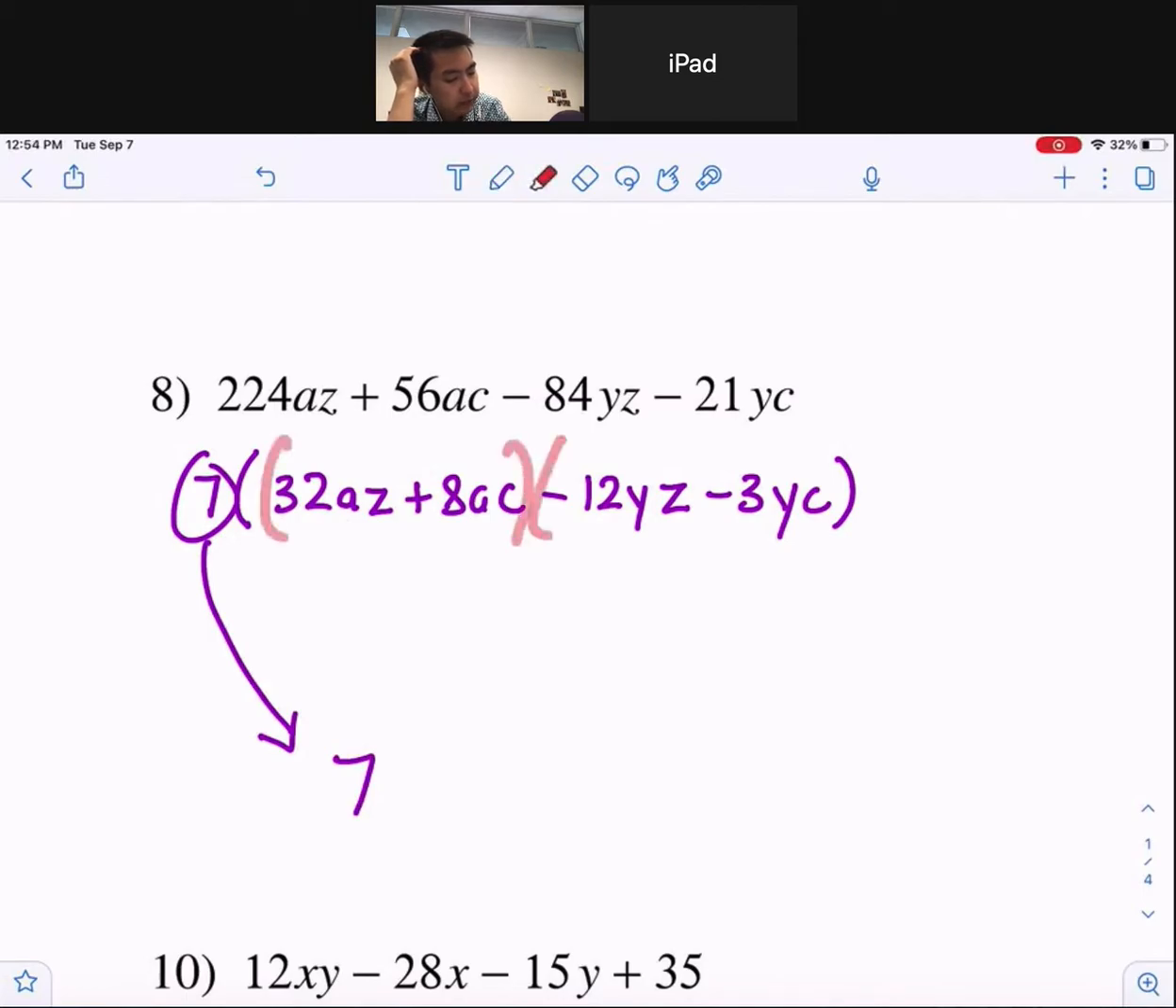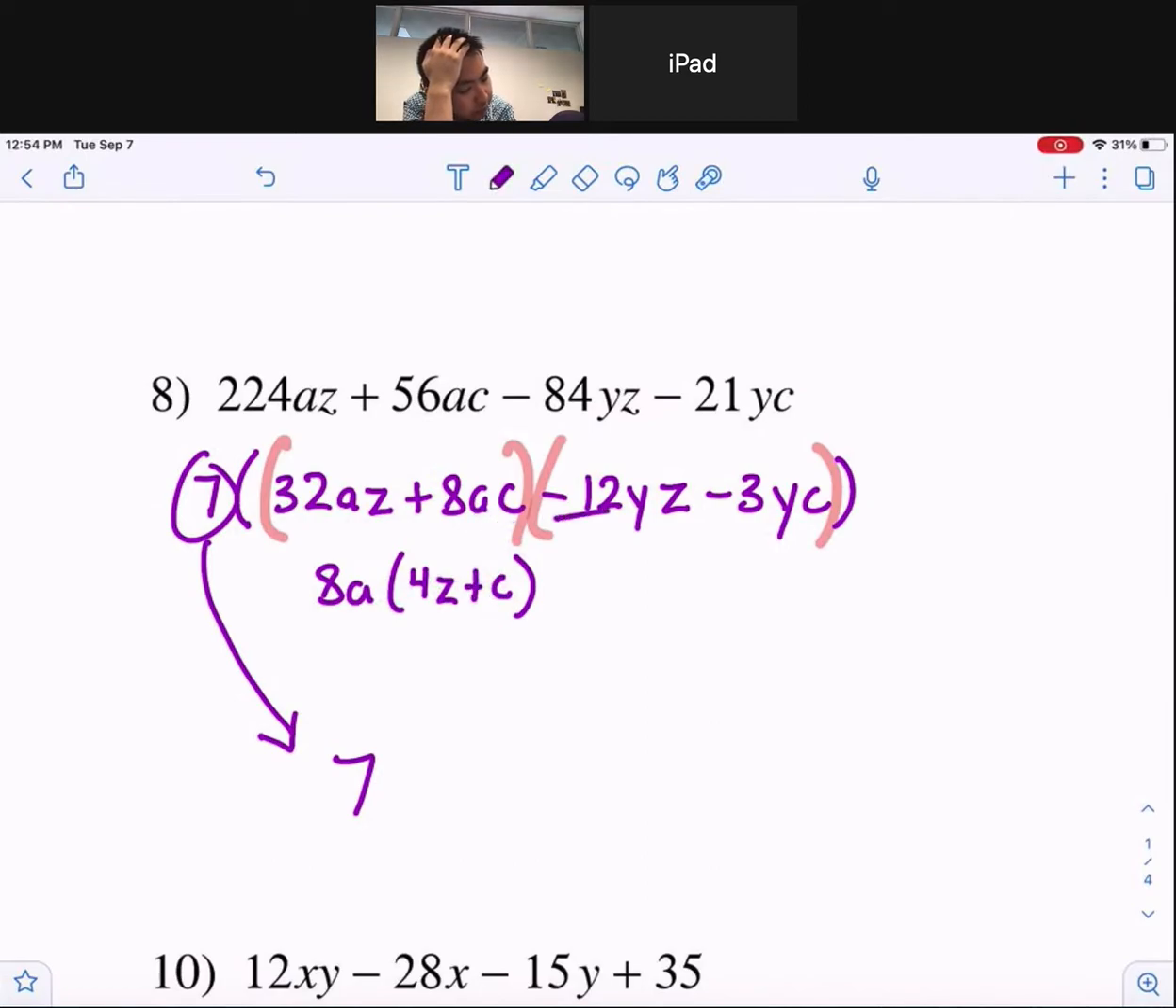Okay, this group and this group. Factor out from each group. From the first group, we can factor out an 8 and an a. Both numbers are divisible by 8, and they both have an a variable. So 8a times 4z plus c. 32 divided by 8 is 4. You took away an a, so no more a, and just drop the z. 8 divided by 8 is 1. You took away an a, so no more a, and just drop the c down.